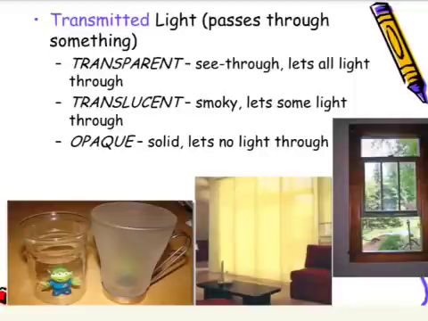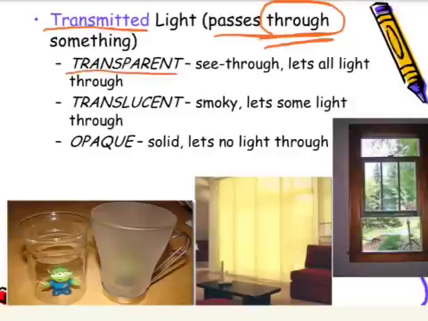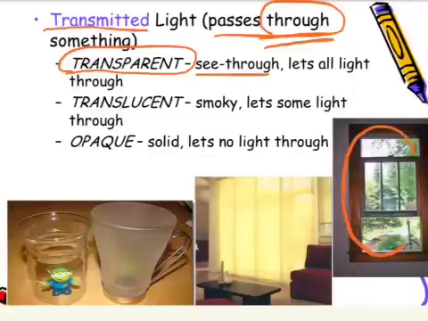Now, if light is transmitted, that means that it passes through the object, right through it. And there are three ways of thinking about that. If the object is transparent, it's completely see-through. It lets all the light through. Like this window, you can look through the window. You can see everything out there fairly clearly. There's really not a whole lot of difference between where you're looking through the window and where you're not looking through the window. That's called transparent.